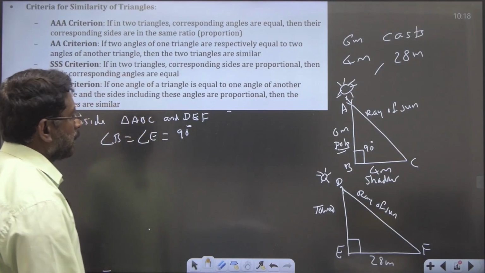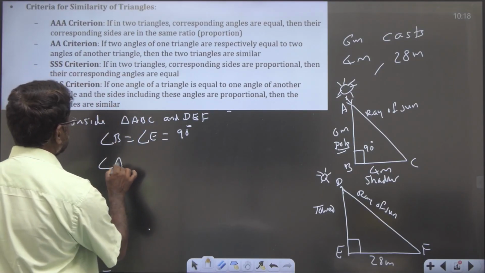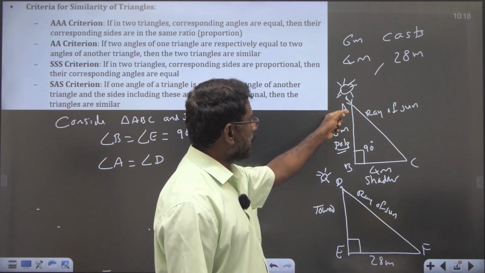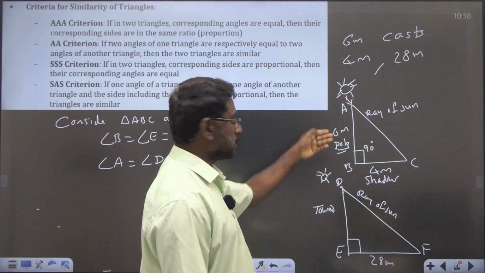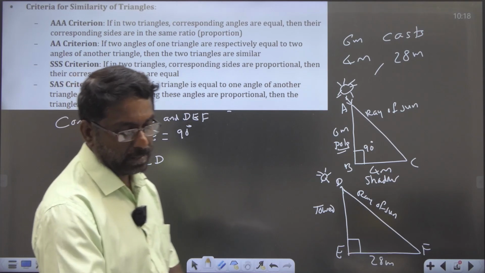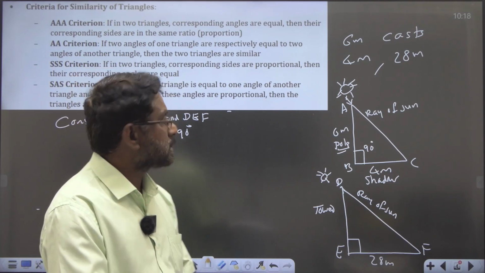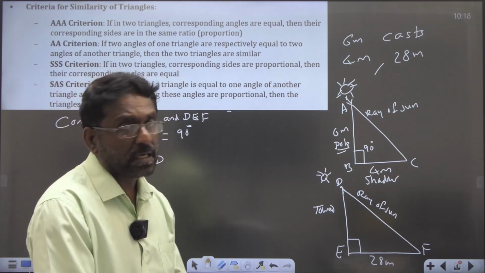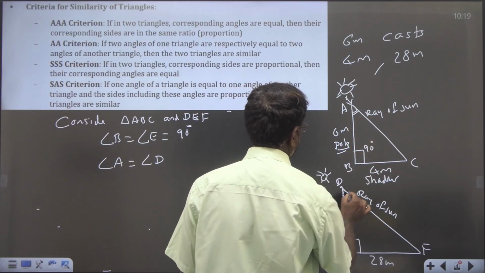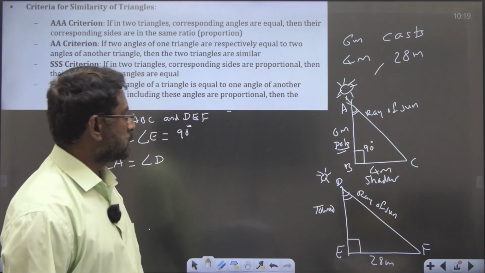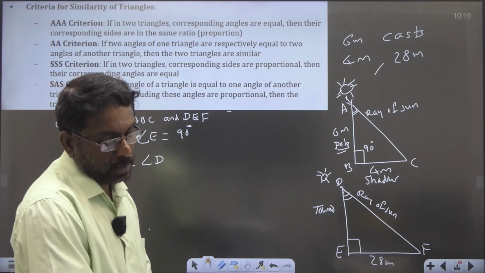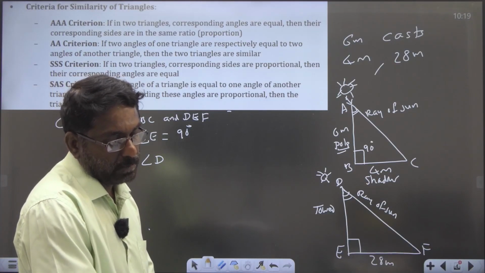Similarly, angle A is equal to angle D. Why? Because here the angle is formed from the sun. Angles A and D are equal because the shadows are cast at the same time. That is the reason. So these two angles are equal because this angle is formed from the sun at the same time.